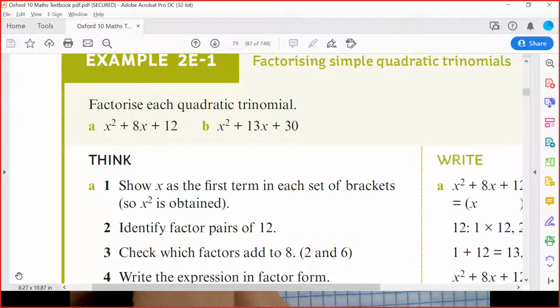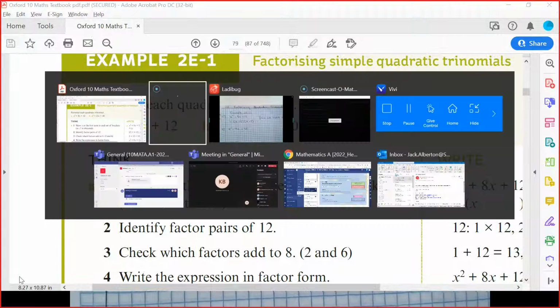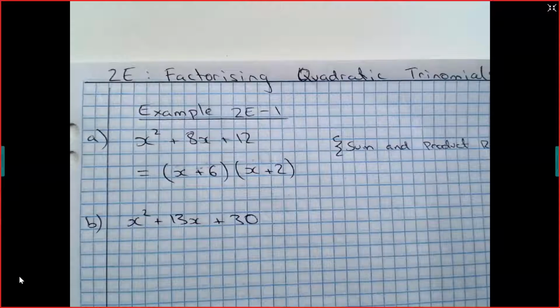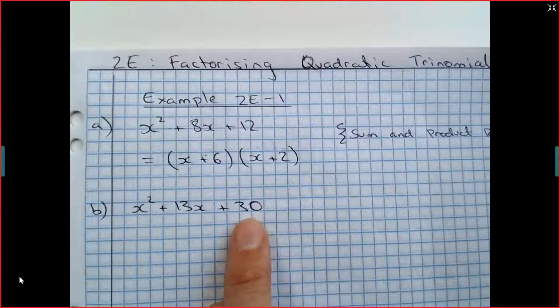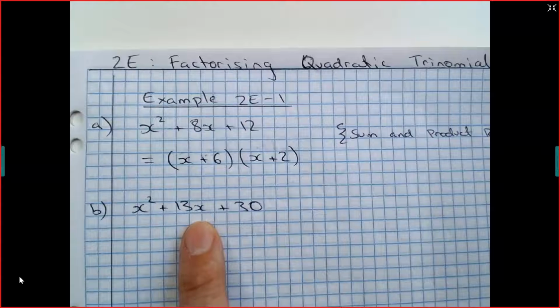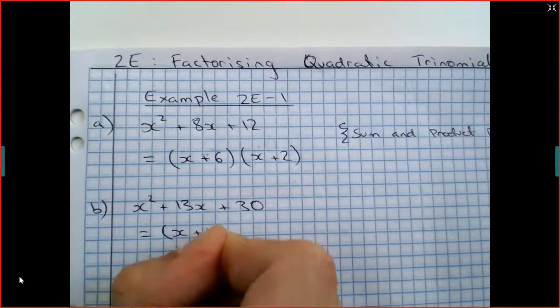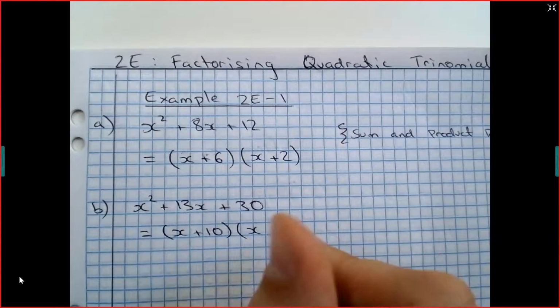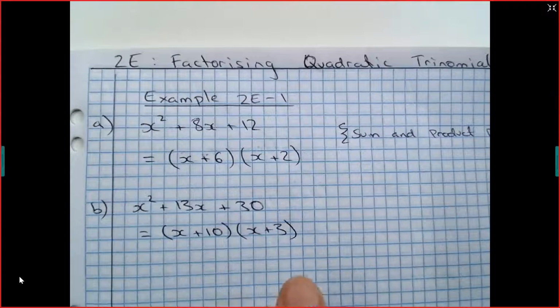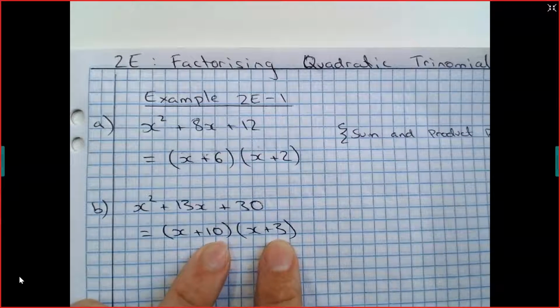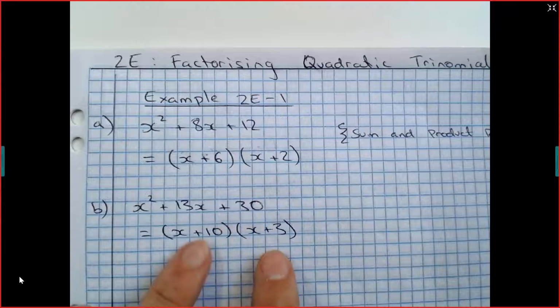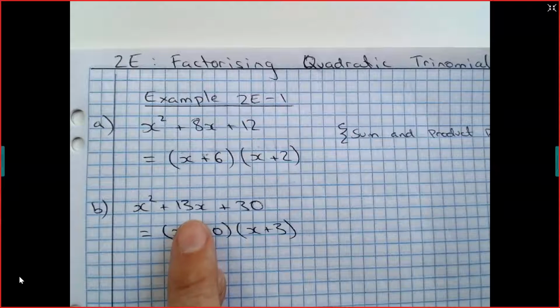Okay, let's try another. x squared plus 13x plus 30. Okay, so we need to think of two numbers that multiply to give us 30 and add to give 13. Theo? 10 and 3. So x plus 10 by x plus 3. When I multiply 10 and 3, I get 30. When I add 10 and 3, I get 13.